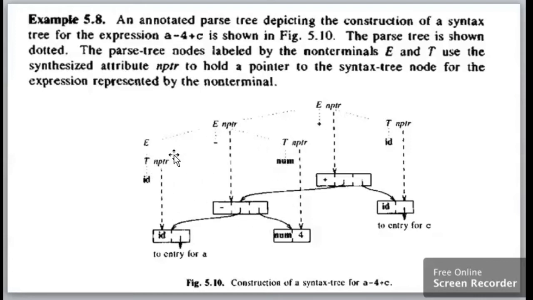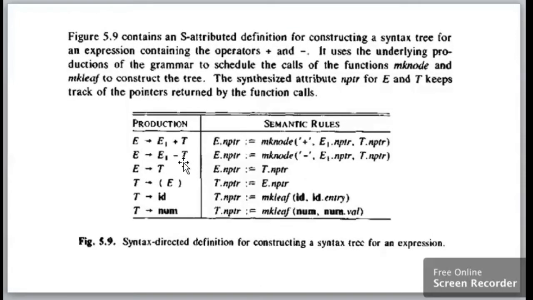So these two leaves are going to be combined by this one, that is E can have the form of E minus T. This is going to be for the operator, that is minus. If I take E can have the form of E1 minus T, the semantic rule is E dot nptr is equal to mkNode, meaning it is going to construct a node for minus.